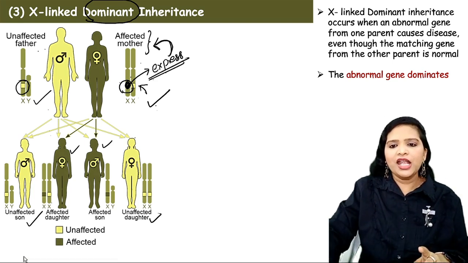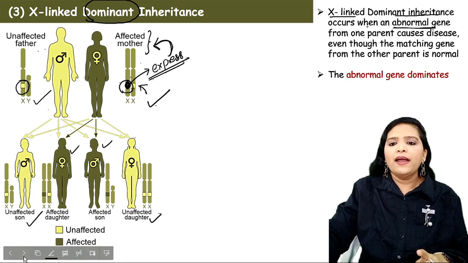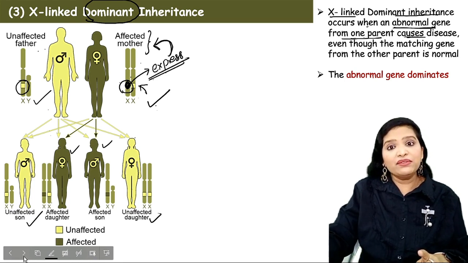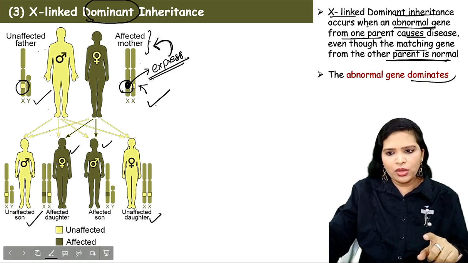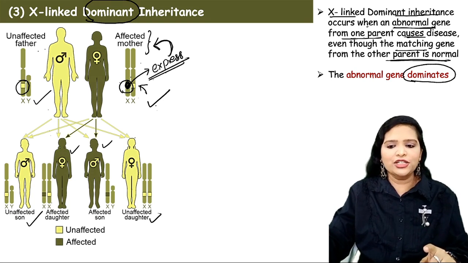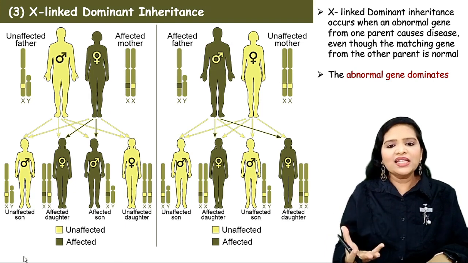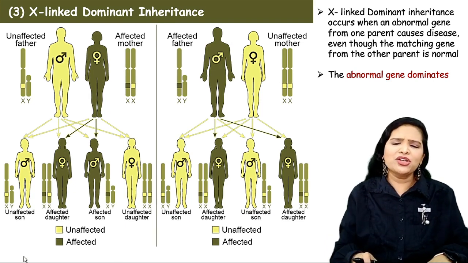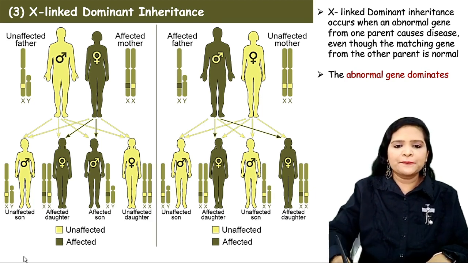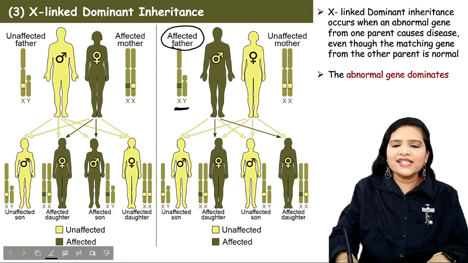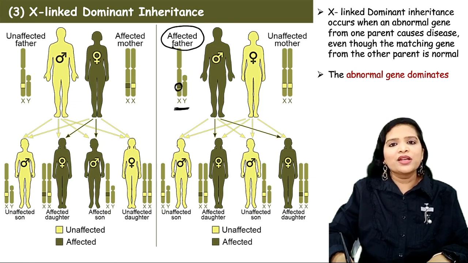So look here, X-linked dominant inheritance occurs when an abnormal gene, that is a defective gene, from one parent causes the disease, even though the other matching gene from the other parent is normal. So here the abnormal gene dominates over the other. That's why we call this a dominant type of inheritance. So suppose the mother is healthy, the father is having a defective gene, because the father also has an X chromosome, right? So what about that situation? So look at this picture here. The father is affected because the father contains X and Y chromosome. If there is a defective gene present on that X chromosome, what will be the situation?